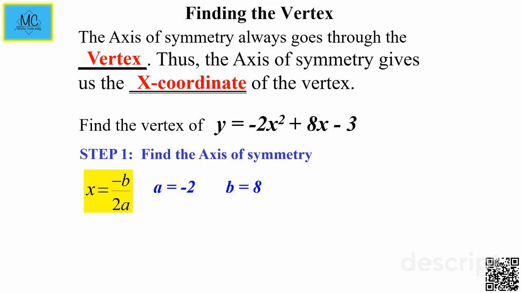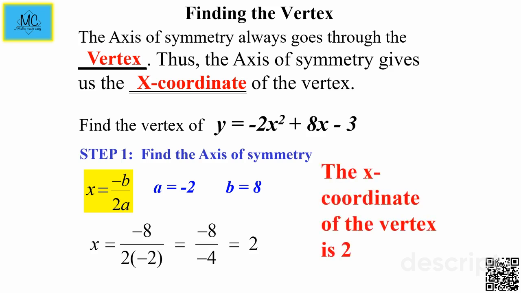For example, I'll start substituting my values as per the equation given and get the answer, which is x is equal to 2. Now the x coordinate of the vertex here is 2, where the graph is going to change shape, or the lowest point of the graph.